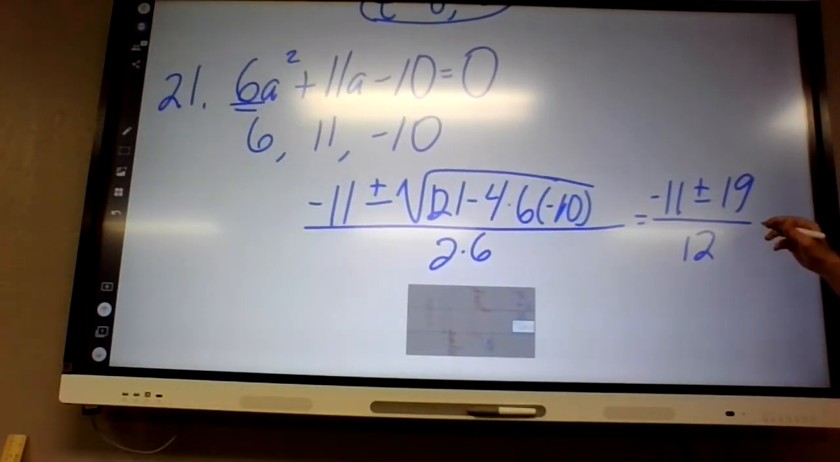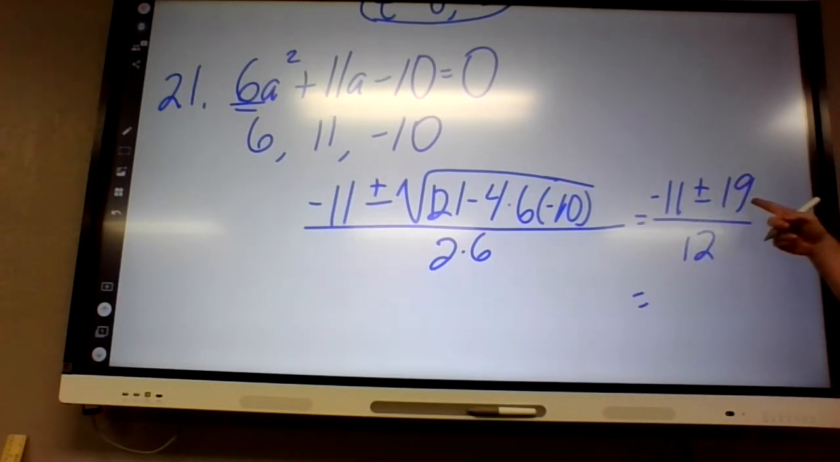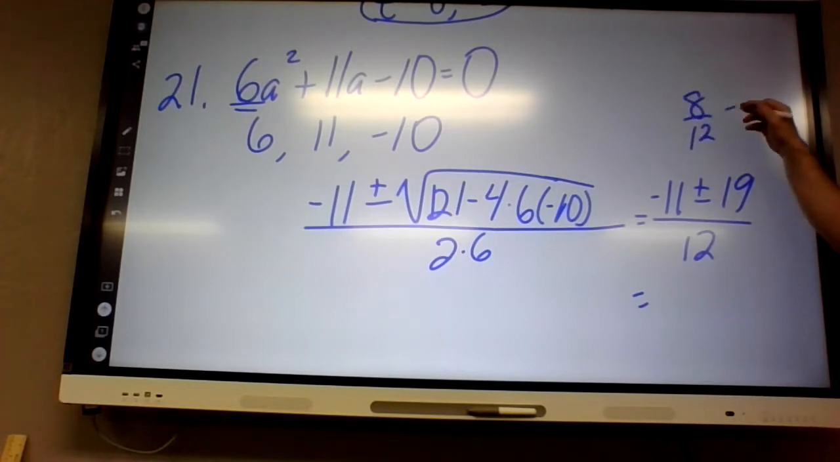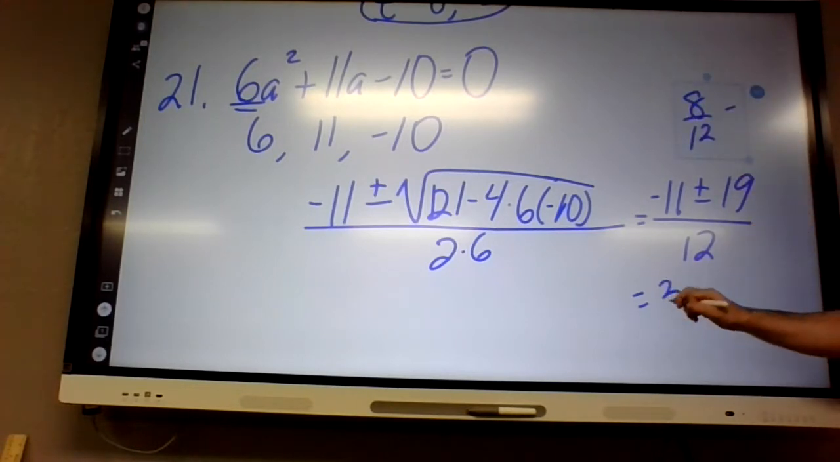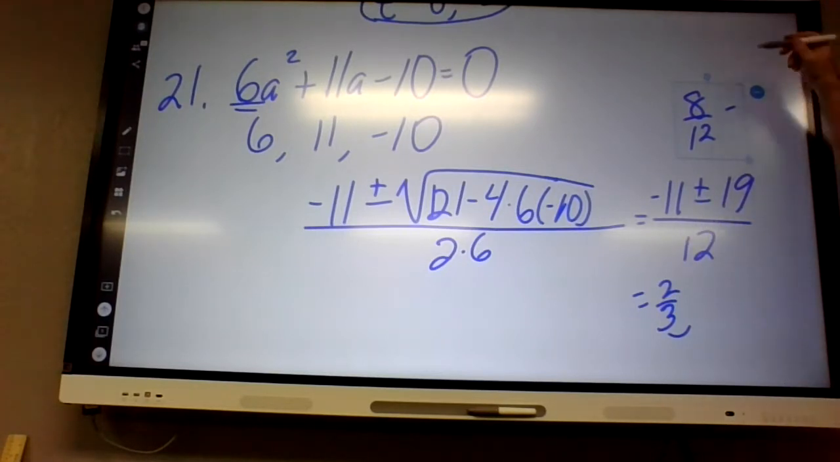So remember, we couldn't leave it like this though, right? Negative 11 plus 19 is 8. 8 over 12, divided by 4, is 2/3. Negative 11 minus 19 is negative 30 over 12. Divide those by 6. Negative 5 halves.